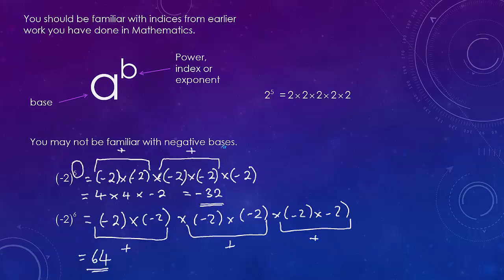So it's worth noting with negative bases that when you've got an odd power, the answer will end up being negative. When you've got an even power, the answer will end up being positive.